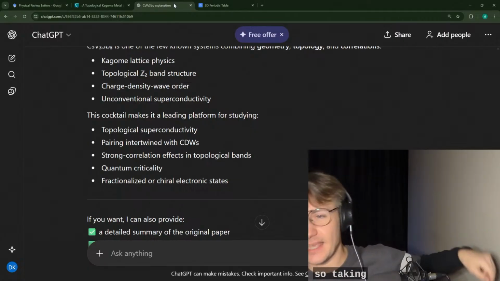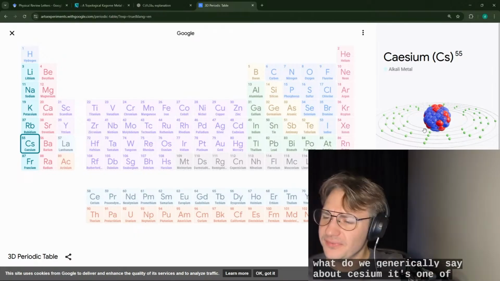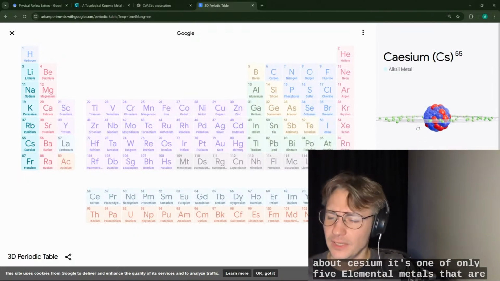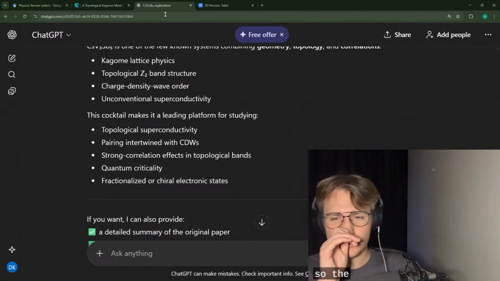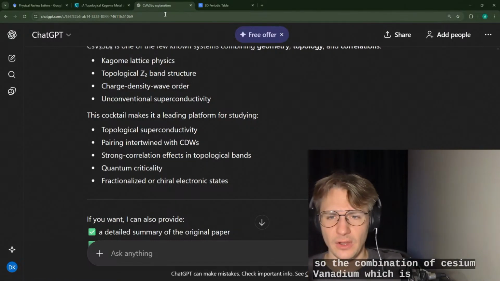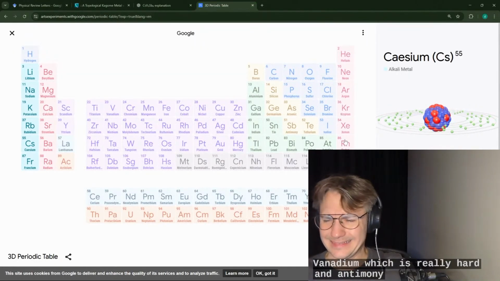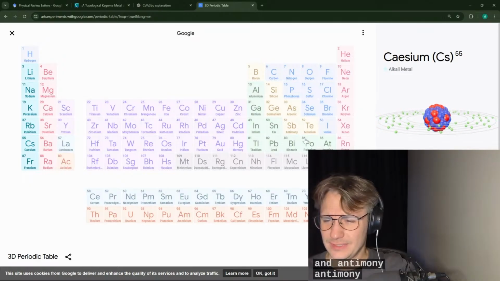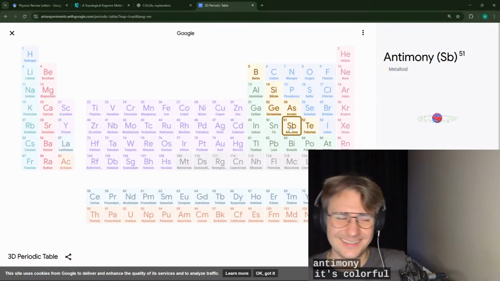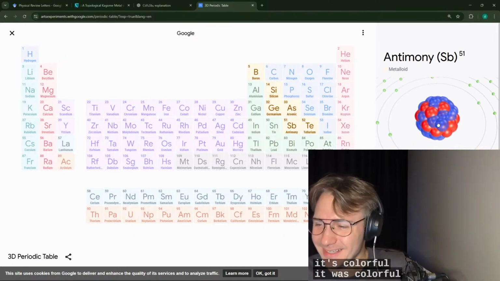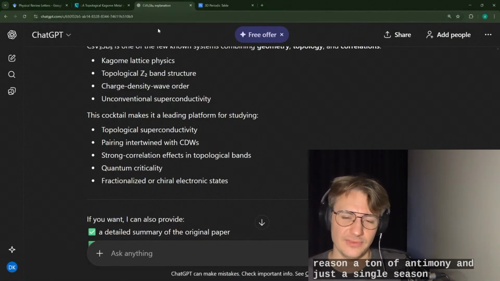So taking these, what do we generically say about cesium? It's one of only 5 elemental metals that are liquid at or near room temperature. So the combination of cesium, vanadium, which is really hard, and antimony. What do we say about antimony? It's colorful. It was colorful. For whatever reason, a ton of antimony and just a single cesium and 3 vanadium.